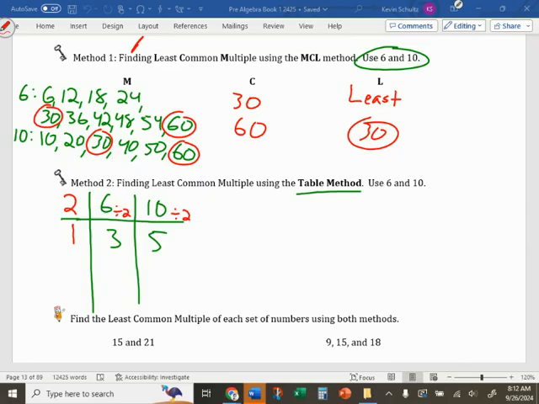Thanks. Shocker. In greatest common factor, what would we multiply here? The 2 and the 1. This, however, is least common multiple.